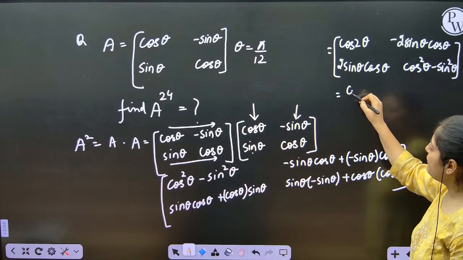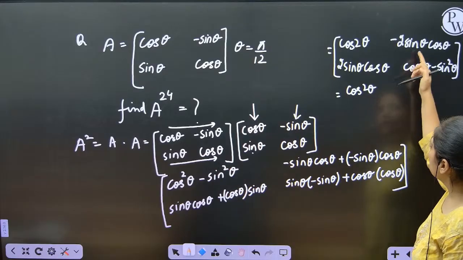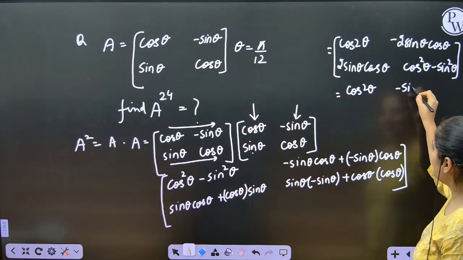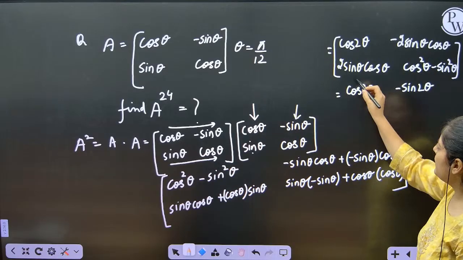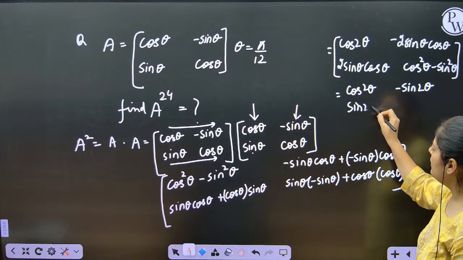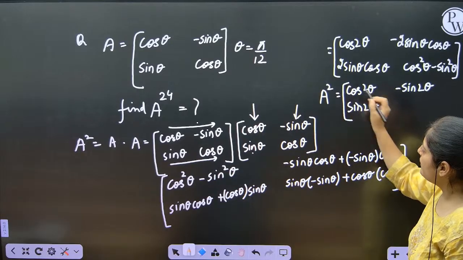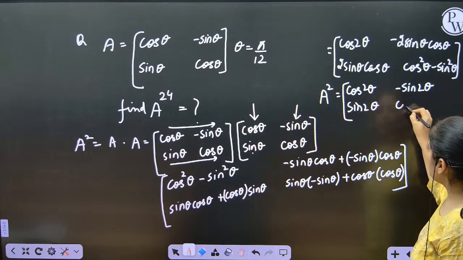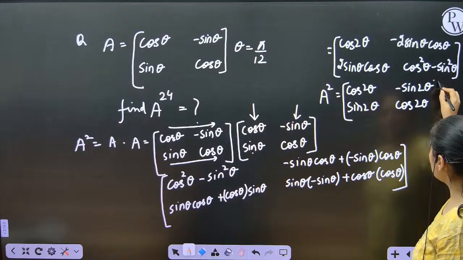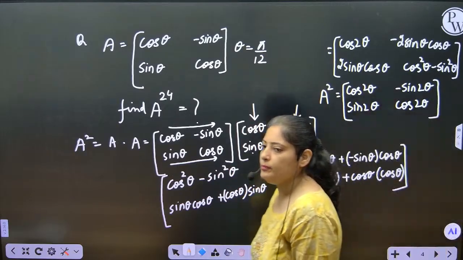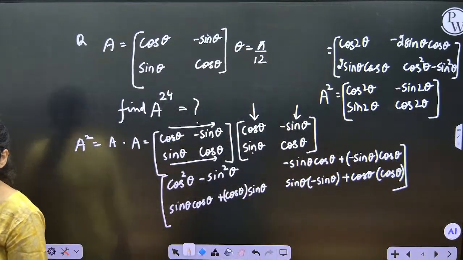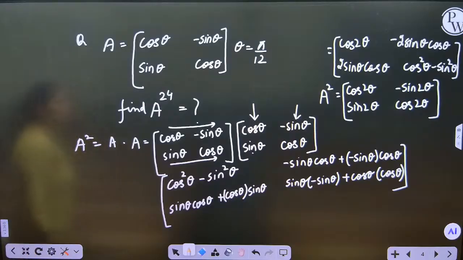So simplify this now. Cos theta, this will become minus sine 2 theta. This will become sine 2 theta. This is my A square. This will become cos 2 theta. Now see the matrix A. I hope I am clear till here.